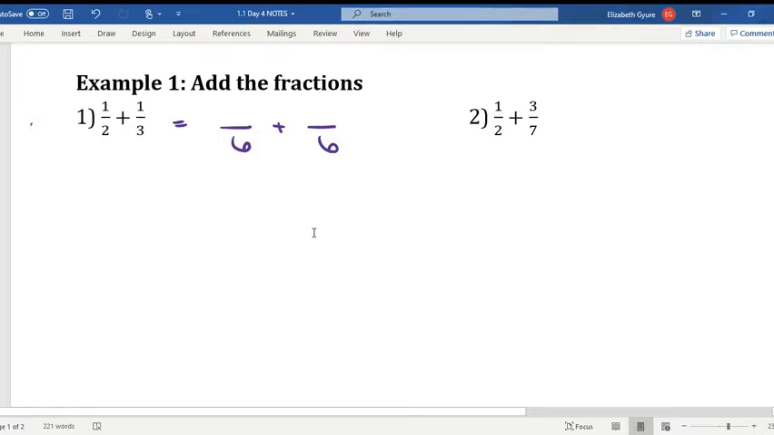3. So if I have to multiply the bottom by 3, what do you think I have to multiply the top by? 3. So if I multiply the bottom by 3, I also have to multiply the top by 3. And what's 1 times 3? Alex? 3. So that's now a 3.